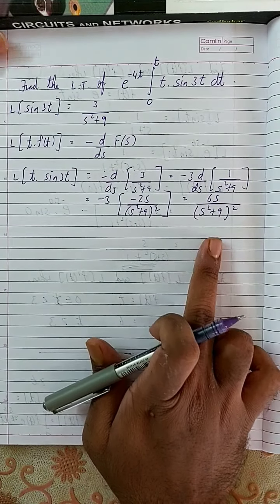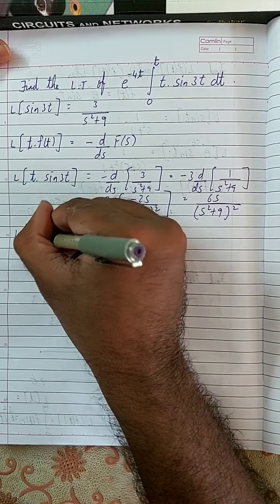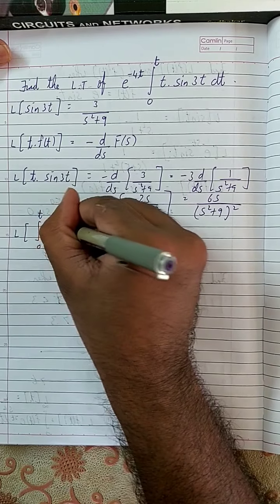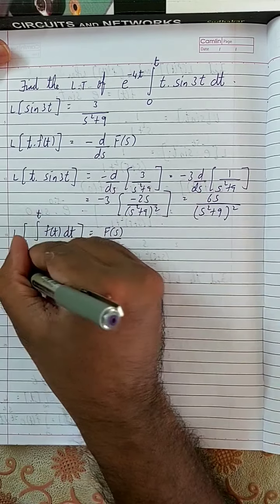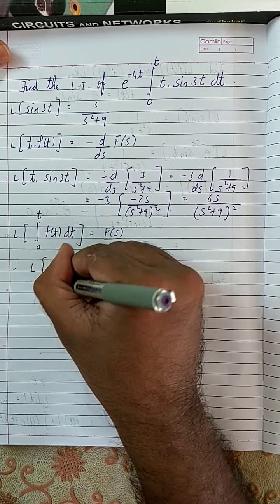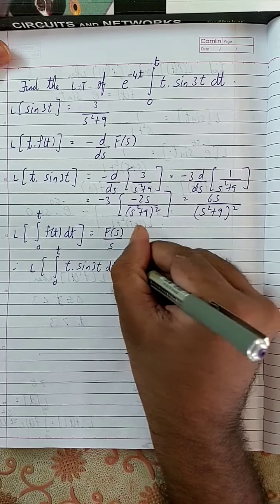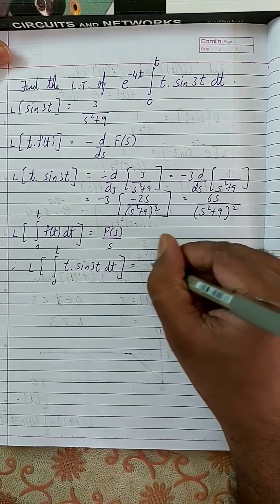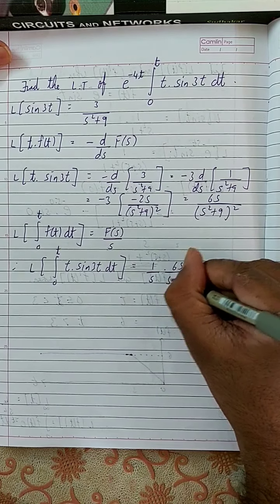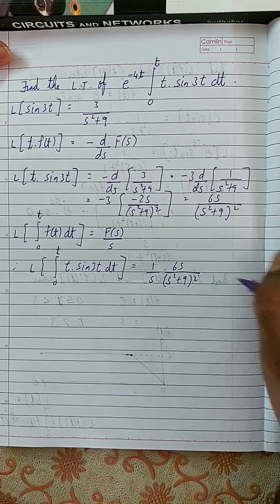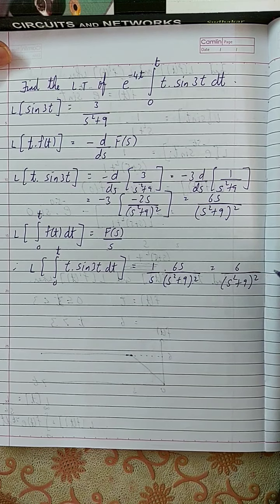Next, I'm going to use the time integration theorem. We know that the Laplace transform of the integral 0 to t of f of t dt is nothing but F of s by s. Therefore, the Laplace transform of the integral 0 to t of t sine 3t dt is equal to 1 by s into F of s, which is 6s by s square plus 9 the whole square, or this is nothing but 6 by s square plus 9 the whole square. So this is the answer.